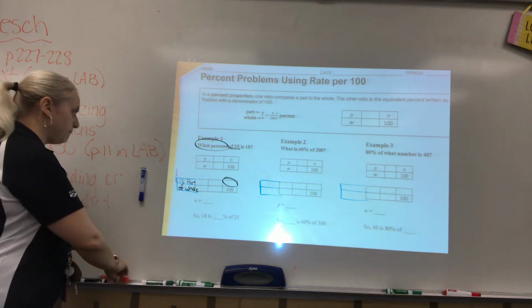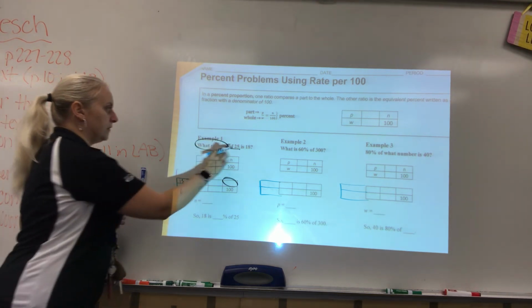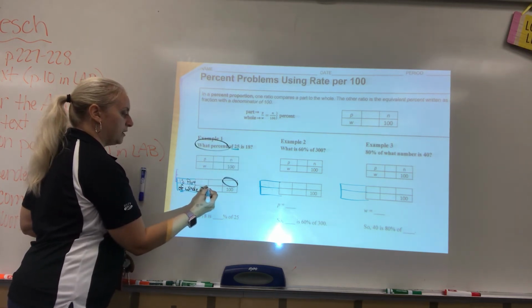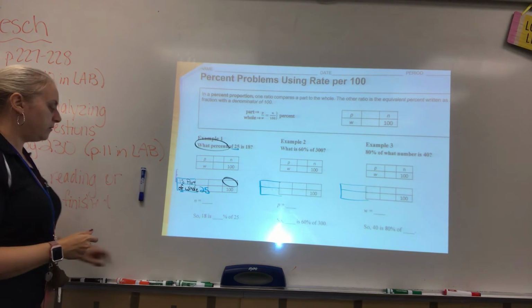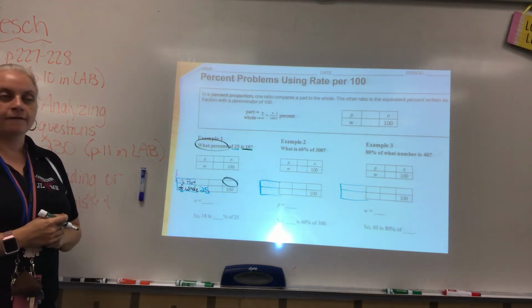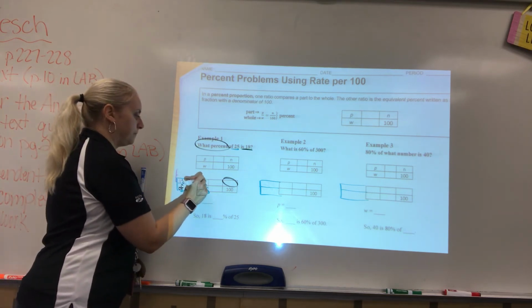Of 25 will go right next to "of whole." Yeah, we've got "of 25" is "of whole," so we'll put it there, 25. And then what about "is 18"? Where does that go? The top. Right, the top, right above 25.